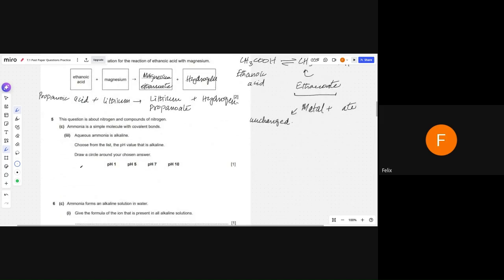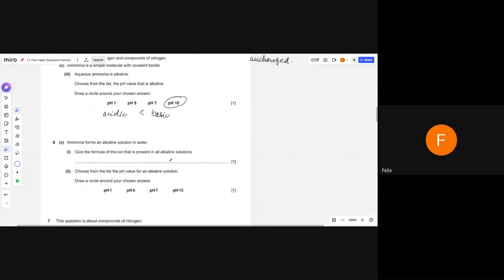Choose from the list the pH value that is alkaline. Okay, so 7 is neutral, less than 7 is acidic, right? And greater than 7 is basic. So we have only one value that is greater than 7, so pH 10 is the answer. I hope this is clear.